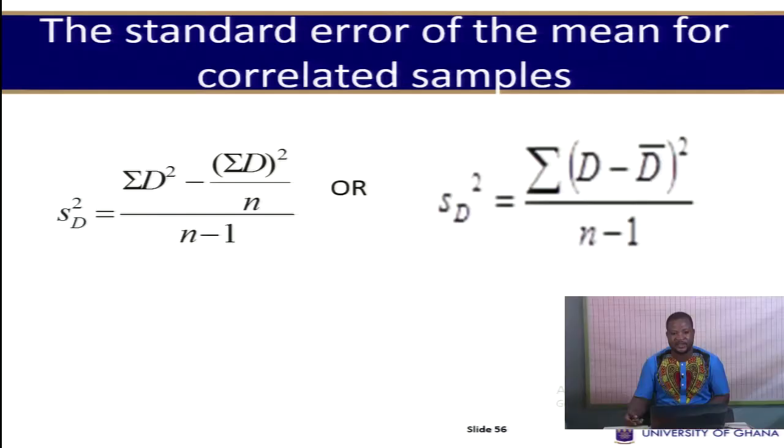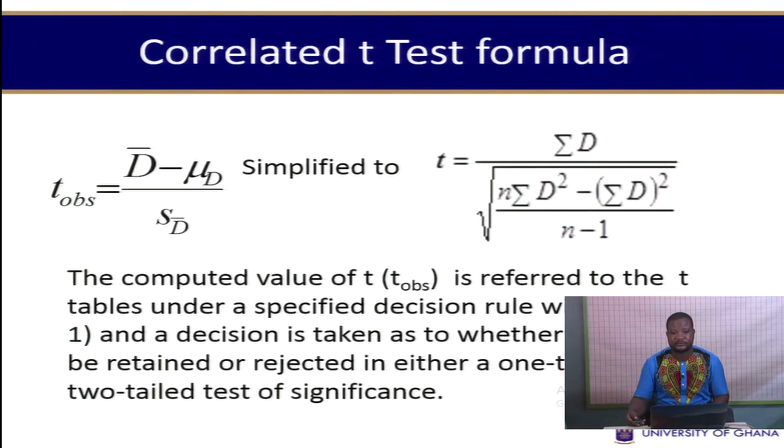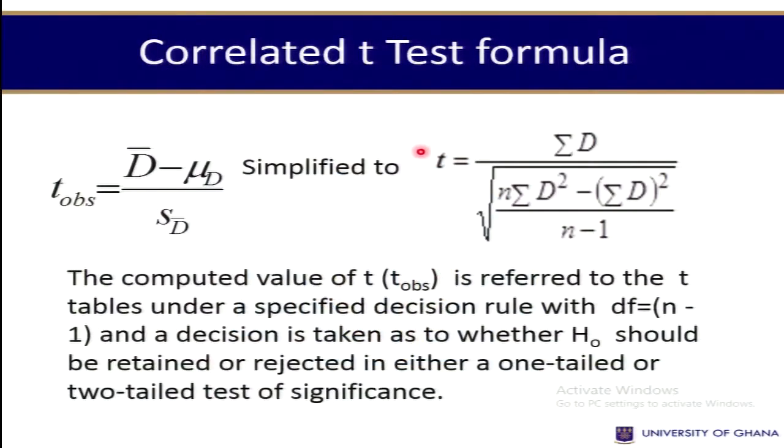Now, how do we compute the correlated t-test? First, we need to compute what we call the standard error of the mean for the two related groups. And that's the formula that we have on the board here. Now, the formula on the right hand here is what we need to compute the correlated t-test.